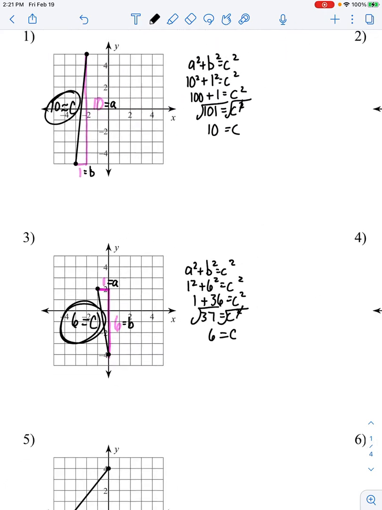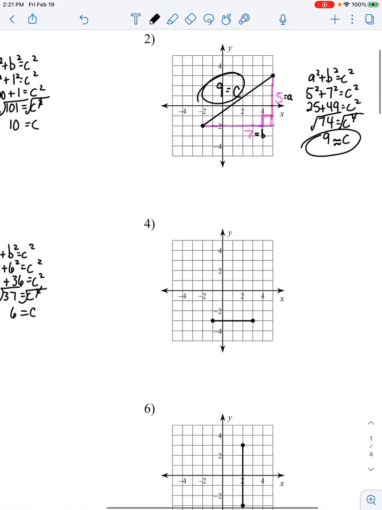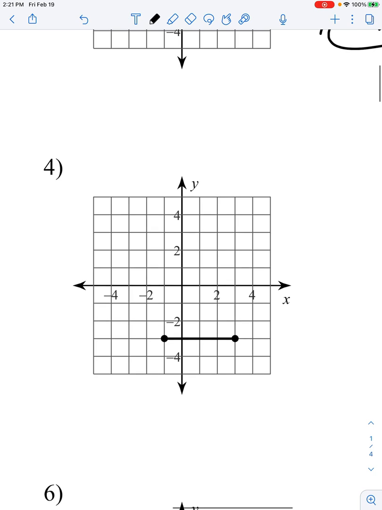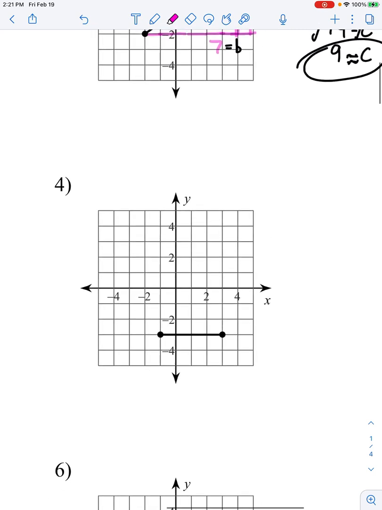Let me show you one more example. Take a look at number 4. What do you notice about that line? Did you notice it's not slanted? So if you have a perfectly straight line, like on the edge of the boxes, guys, you don't even need the Pythagorean theorem. You just count the boxes. Start at one point, go to the next. 1, 2, 3, 4. So the distance between those two is 4 units or 4 blocks.